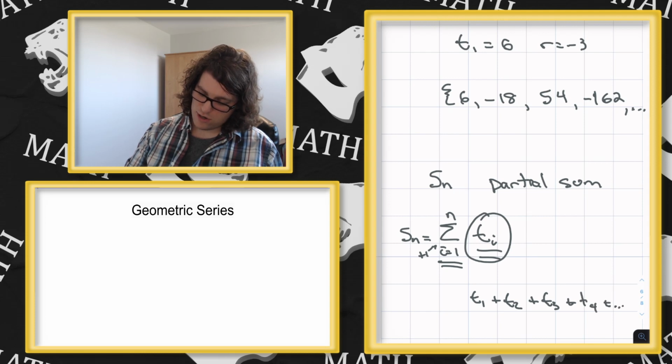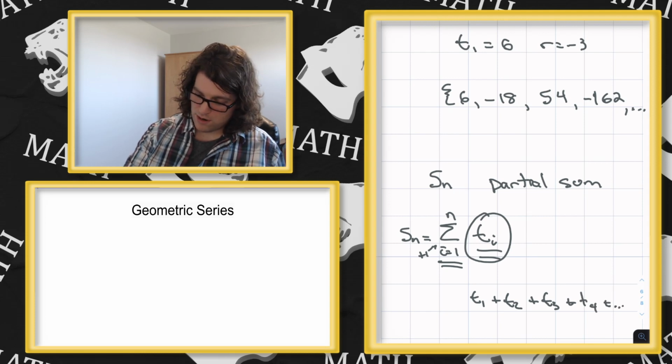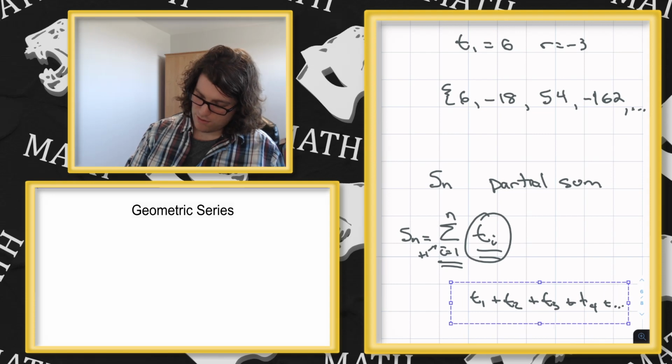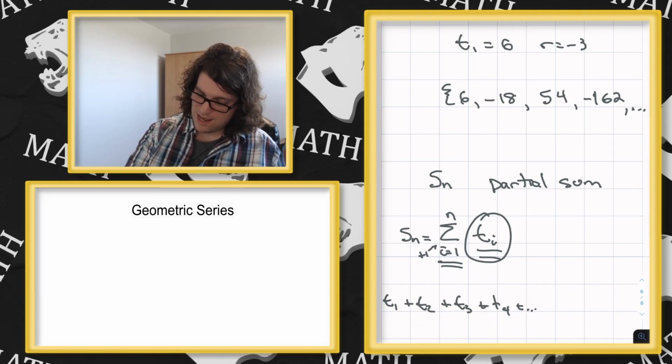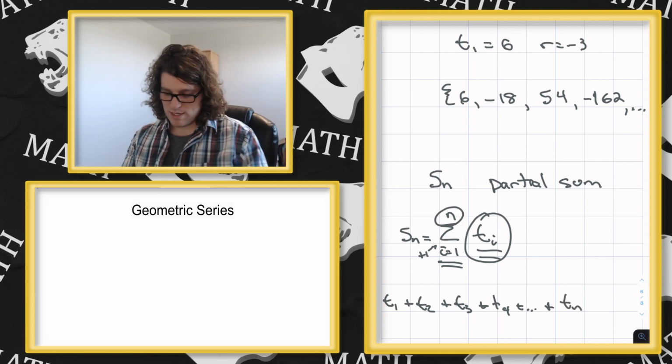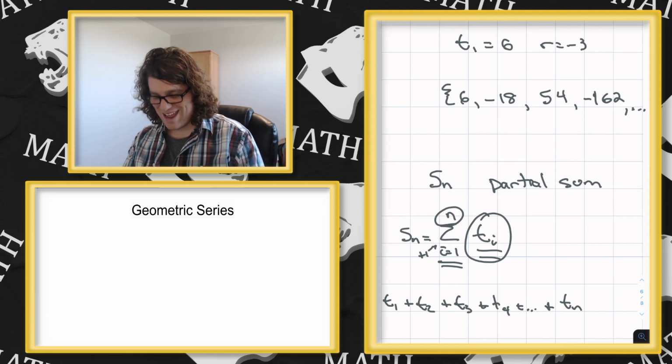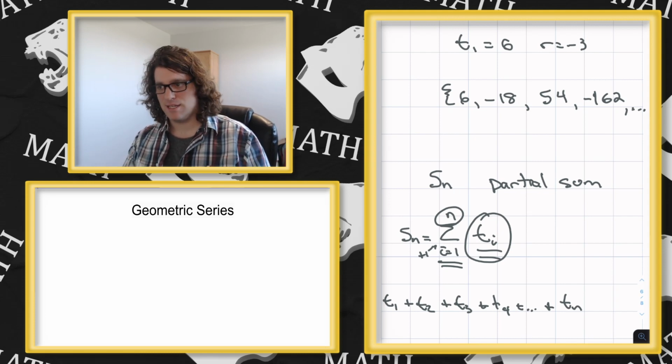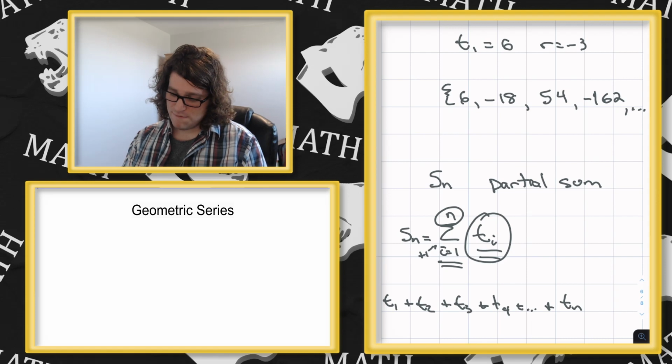And you are going to stop when you get to Tn, because that is the top number, and that's the last thing that we're going to add, which means that this is the partial sum of the first n terms of whatever this particular sequence was. Now, if the sequence is our fun little sequence where Tn is equal to T1 r to the n minus 1.